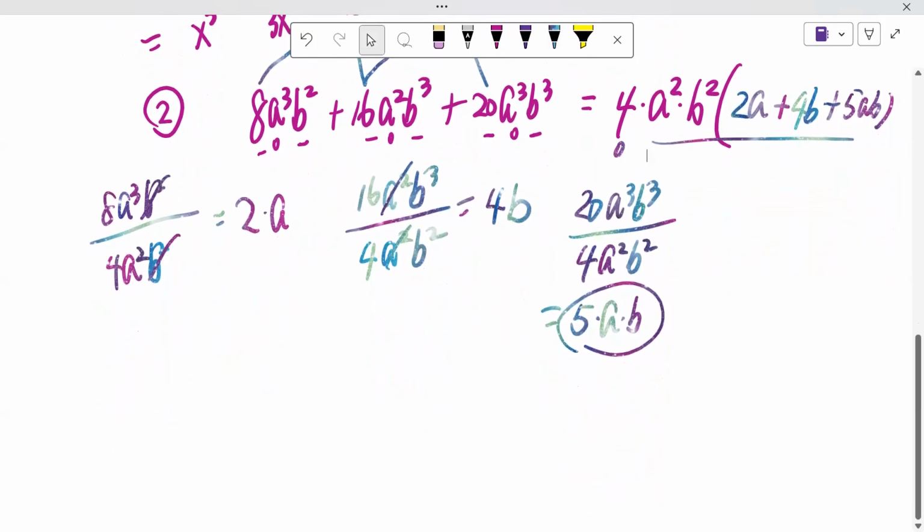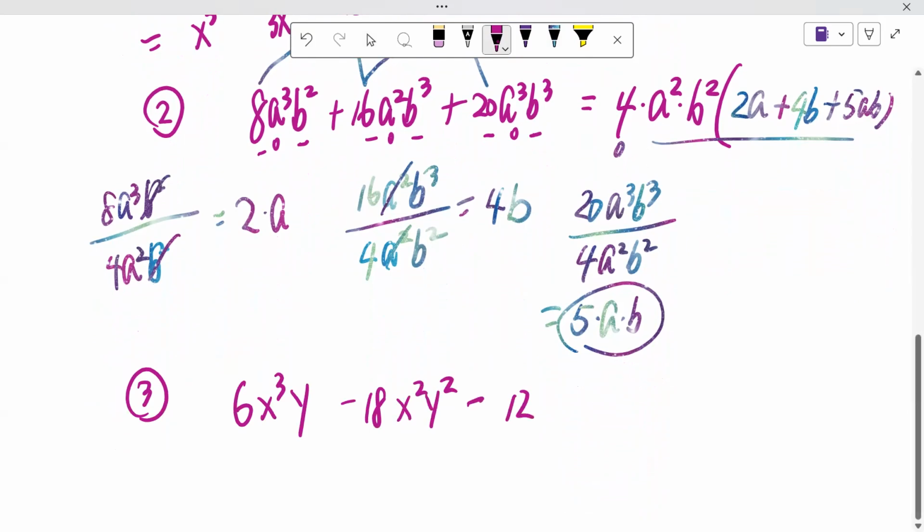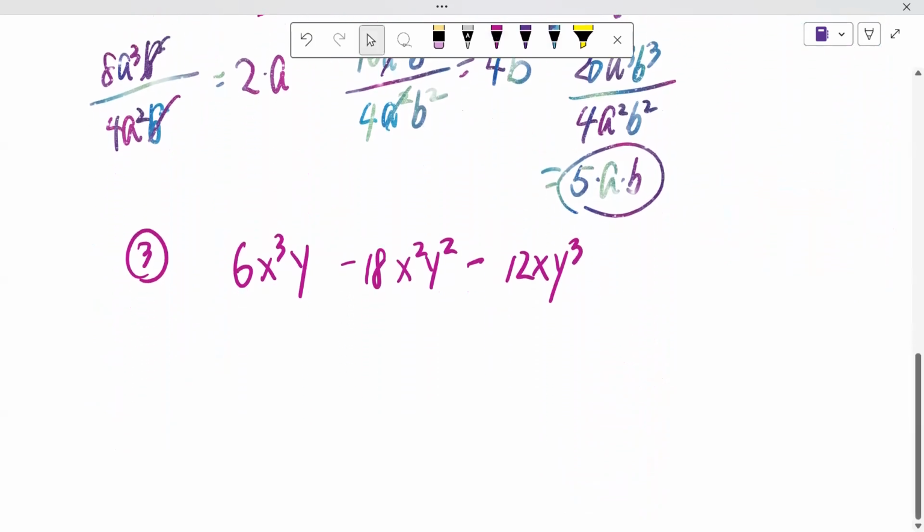Okay, now let's take a look at the third example here. Very similarly, let's say we have something like 6x cubed y minus 18x squared y squared minus 12xy cubed. For 6, 18, and 12, 6 goes into all three numbers. 6 is the largest, so the GCF starts with the number 6.